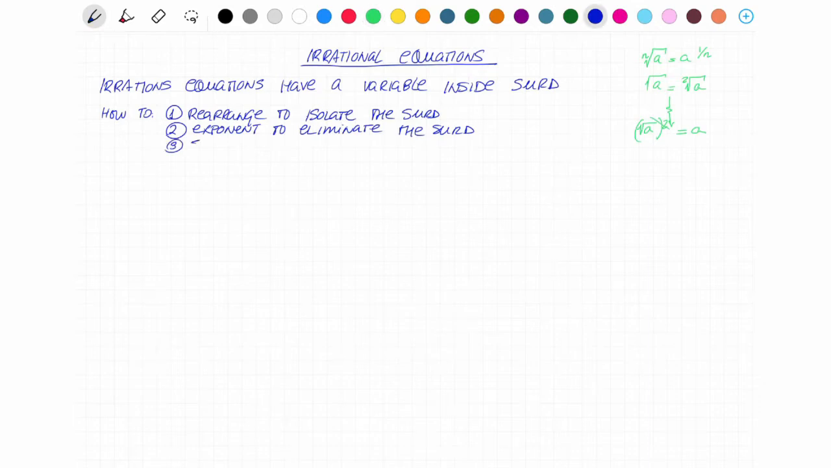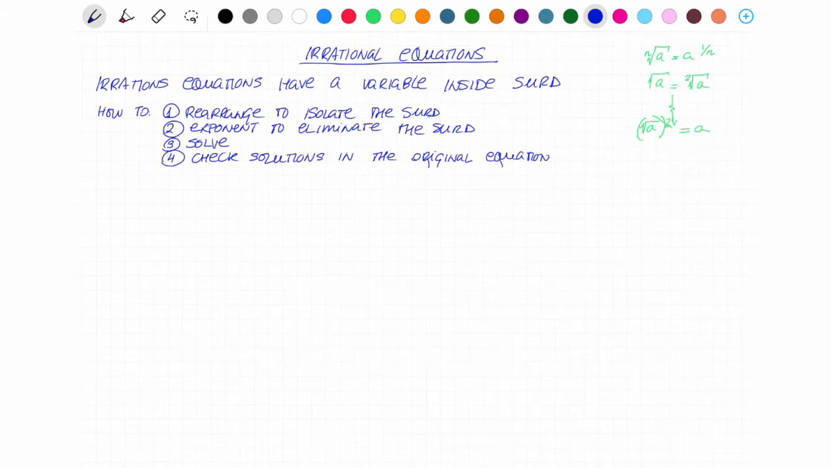After that, you're going to solve it, and then, and this is important, at the end you need to check the solutions back in the original equation, because not all of them may be valid. That's something that we haven't had before, but now it will be vital. Now let's see that in an example.